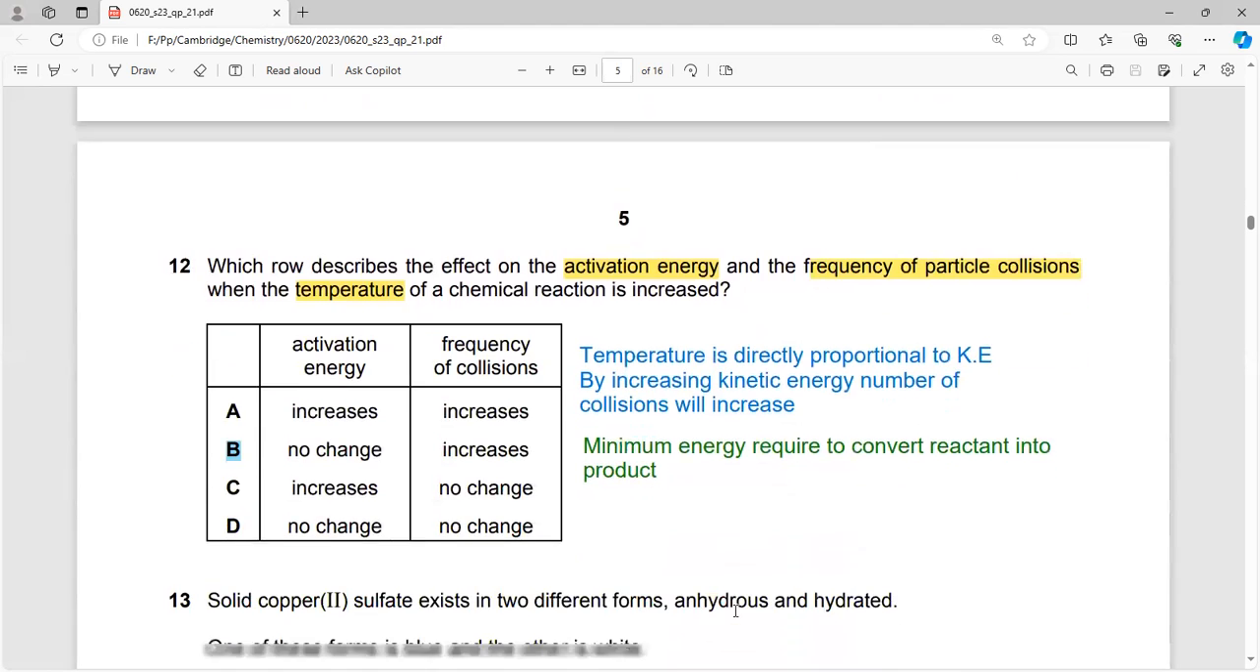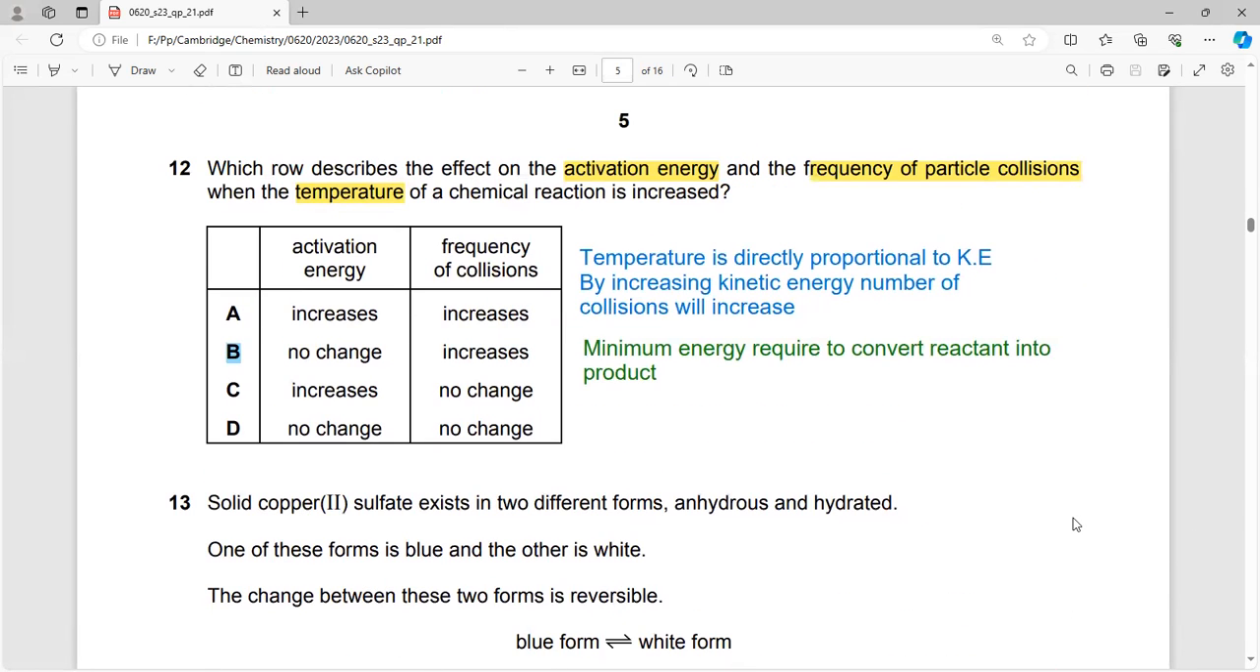We're going to move to question number 12. Which row describes the effect on activation energy and the frequency of particle collisions when the temperature of the reaction is increased? So we can find the relationship of temperature to the activation energy and frequency of the particles. Activation energy is the minimum amount of energy needed to convert reactant to product. If we don't provide this minimum energy, the reaction will not take place. And this is fixed for every chemical reaction.